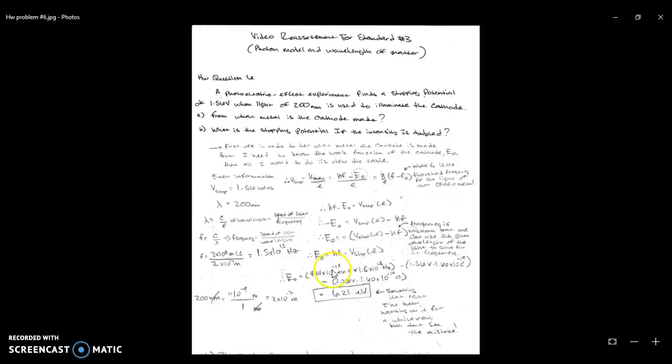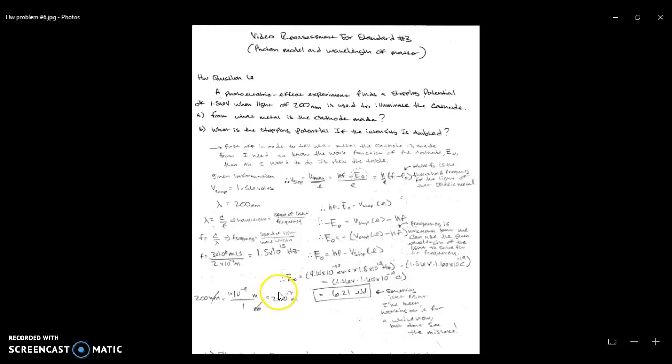The frequency, which I calculated here: I know the wavelength of the light is 200 nanometers. Therefore, I know that wavelength is equal to the speed of light divided by frequency, so I can use that to find the frequency. I got C over lambda is equal to frequency, where C is 3 times 10 to the 8, and lambda is 200 nanometers, which is 2 times 10 to the negative 7 meters. Therefore, I get a frequency of 1.5 times 10 to the 15 hertz.